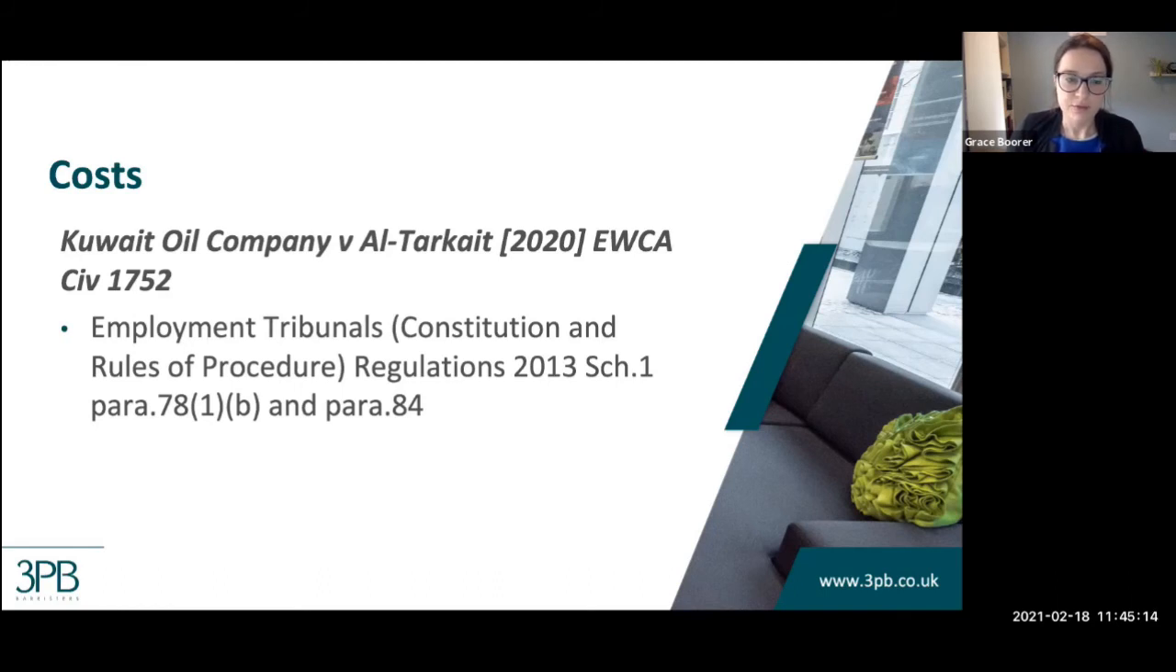And the grounds of appeal were essentially that where an order is made for detailed assessment under Rule 78(1)(b), then the Employment Tribunal shouldn't be able to implement a cap prior to that detailed assessment, and the amount of costs payable should only be determined by a tribunal or court when that detailed assessment is carried out.